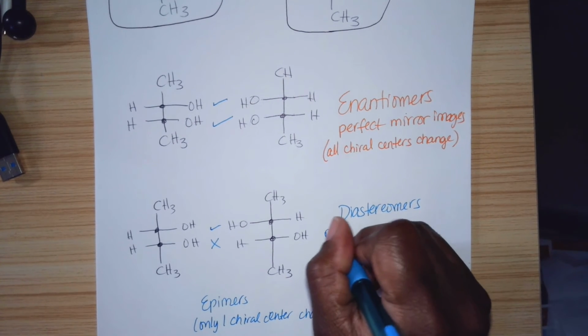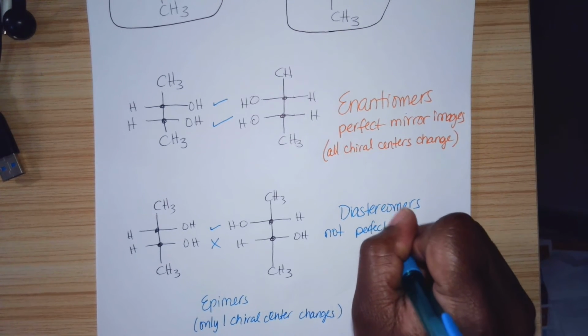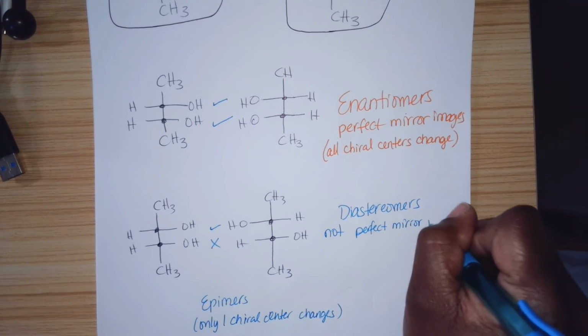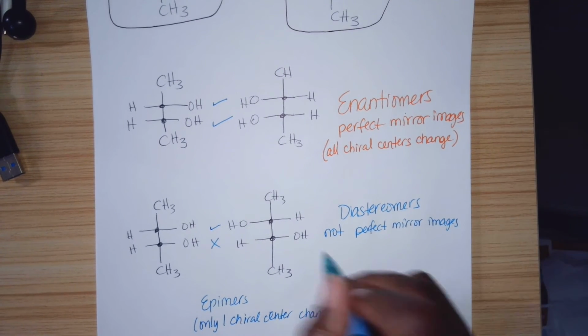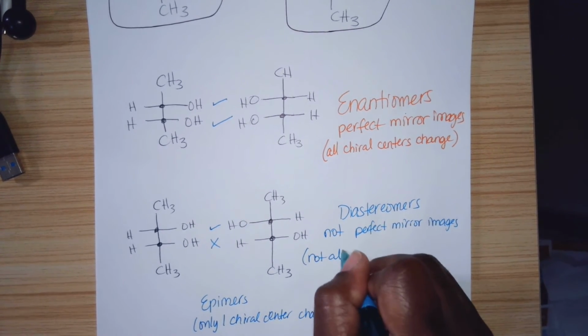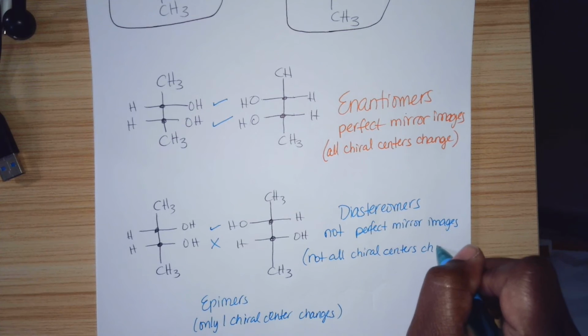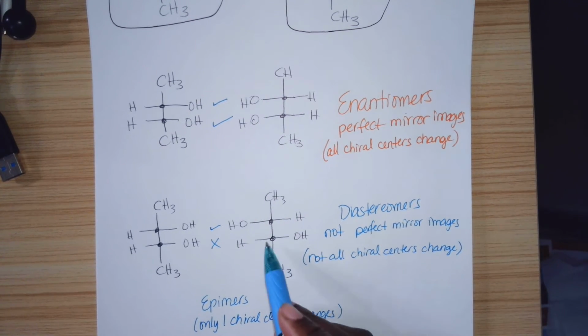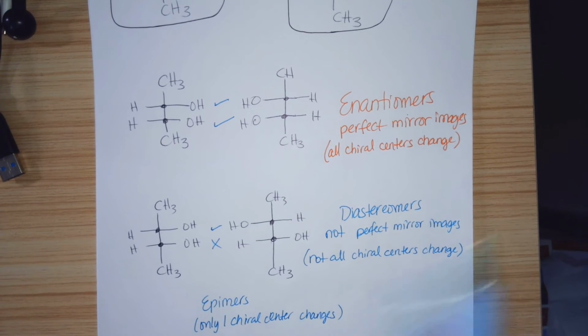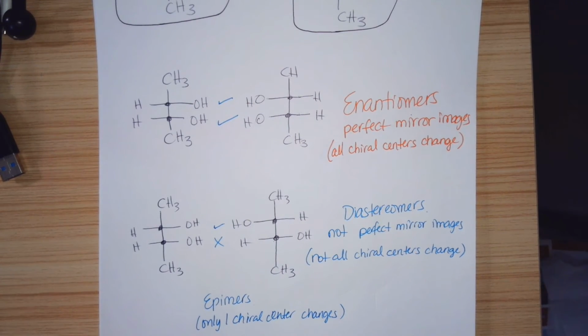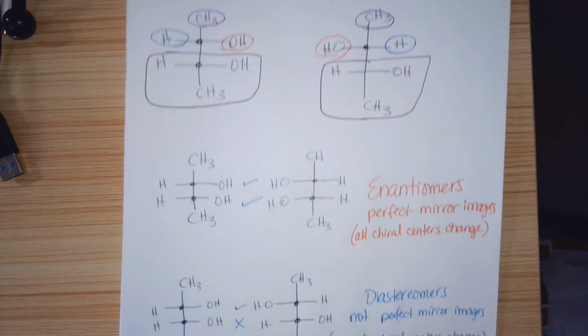Diastereomers are not perfect mirror images. So in other words, not all chiral centers change. In this case, we had two chiral centers, and only one changed. So therefore, it was a diastereomer. More specifically, because only one changed, we can really refer to it as an epimer. So let's look at one that has more than just two chiral centers. It may make it a little easier to understand how to distinguish between the diastereomer and the epimer.